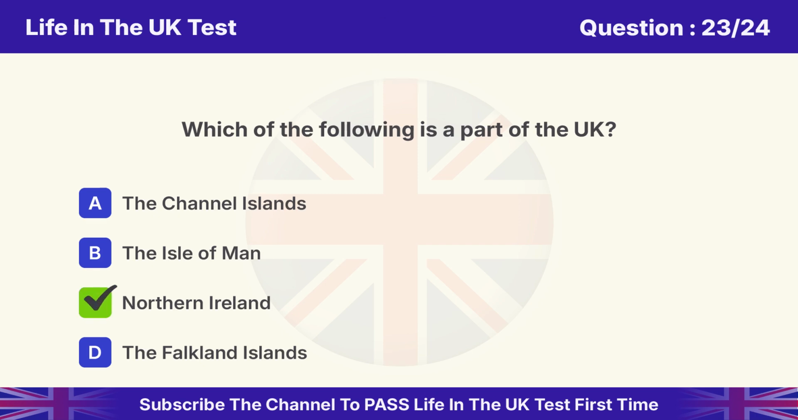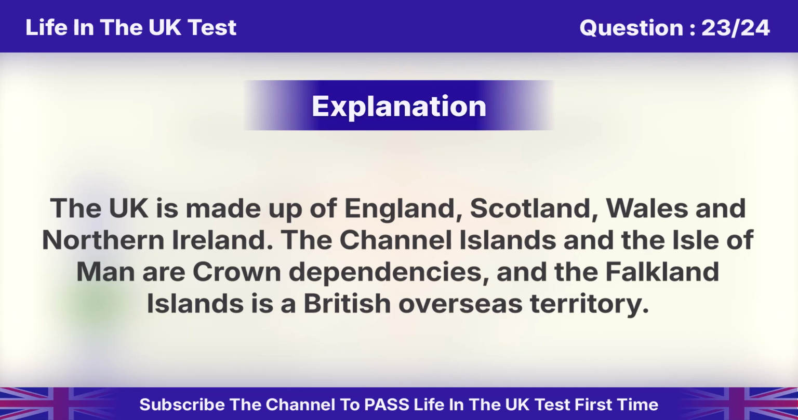Answer is C, Northern Ireland. The UK is made up of England, Scotland, Wales and Northern Ireland. The Channel Islands and the Isle of Man are Crown dependencies, and the Falkland Islands is a British overseas territory.